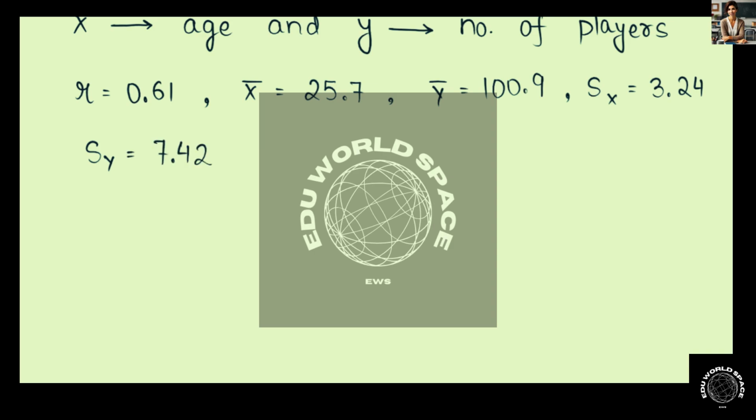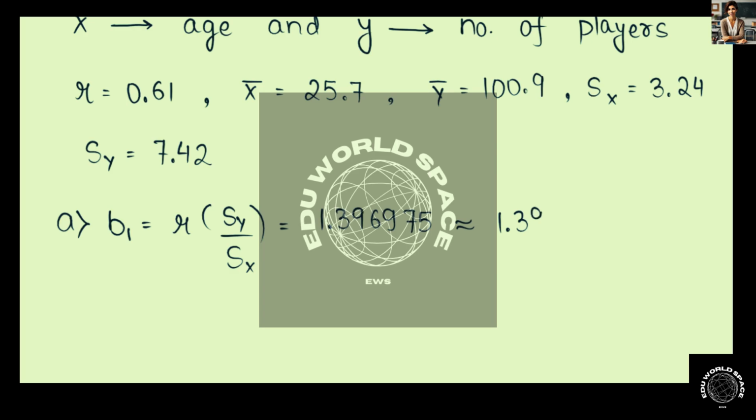So in the first part, we need to find the value of the fitted slope, and it is B1, and that is equal to R multiplied with SY divided by SX. So if we plug in the values here, it will be approximately 1.3969, and then 75, which is here equal to 1.397. So let us put the answer inside the box in order to highlight it, and then we will discuss the second part of this very problem.